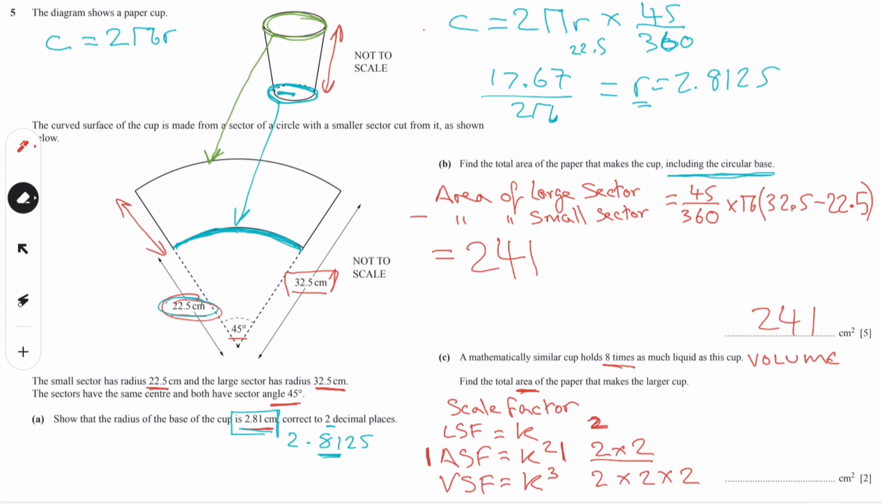So I'm going to multiply our 241 times 4, and I should get an answer of 964. Okay, so the area scale factor is 2 times 2, 4. The volume scale factor, 2 times 2 times 2, would be a scale factor of 8. Okay, that's how we would work it out. And that is it for that question.